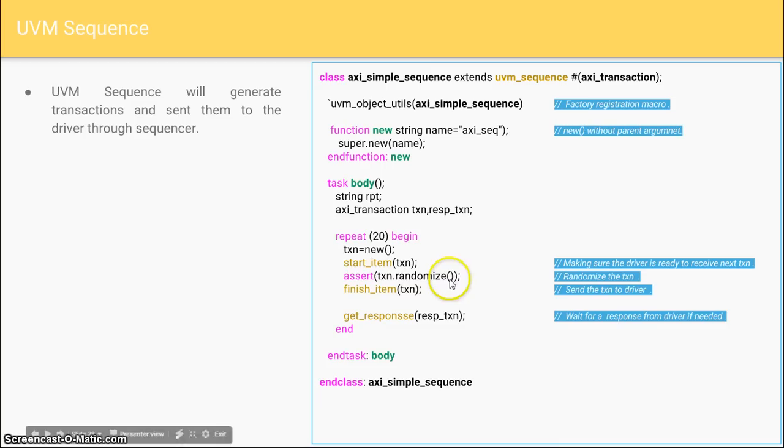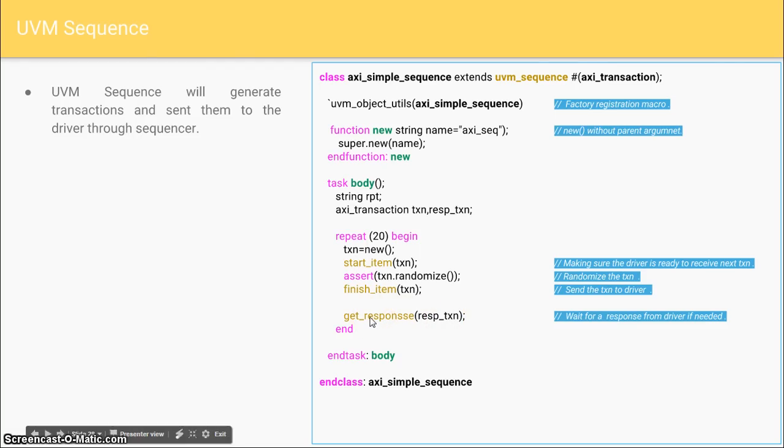And once you are done with the transaction handling or transaction making, you can send it to the sequencer by using the finish_item method. So finish_item of the transaction will send the transaction to the sequencer and eventually to the driver. And if you want to get a response from the DUT, you can wait for a response by calling the get_response function, which will wait for the response that is driven from the DUT, which will be sent from the driver class. Again, this is optional.